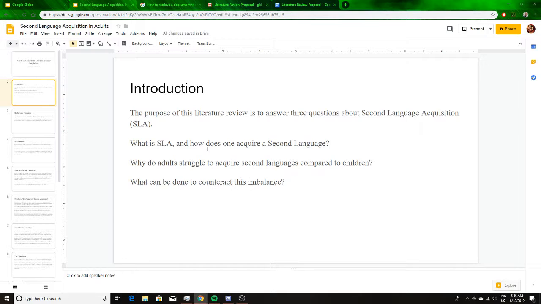Why do adults struggle to acquire a second language compared to children? And then the last question is, what can be done to counteract this imbalance?